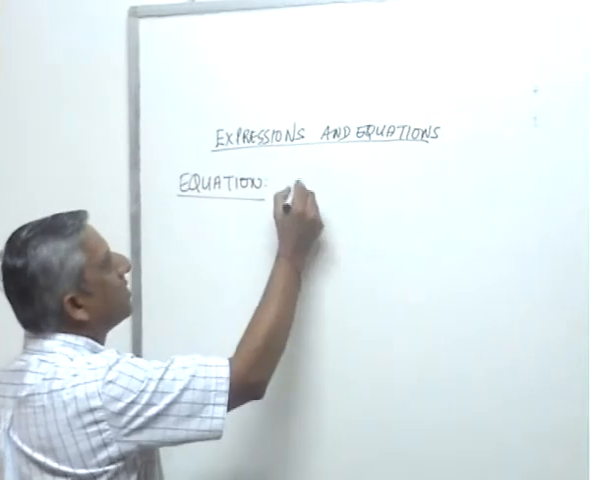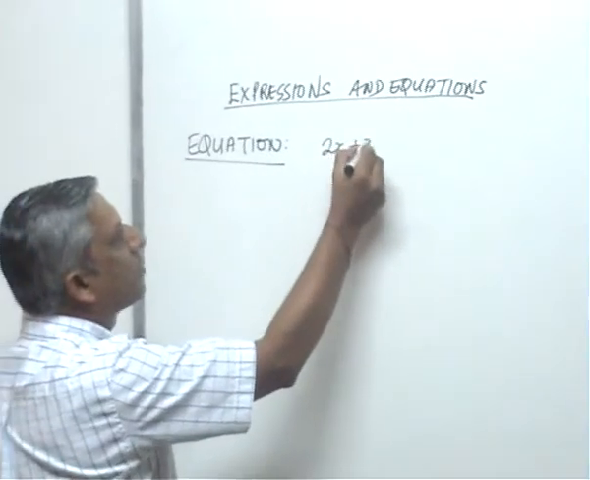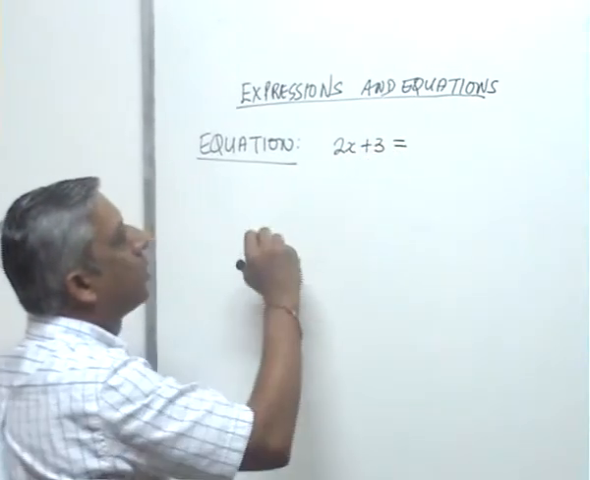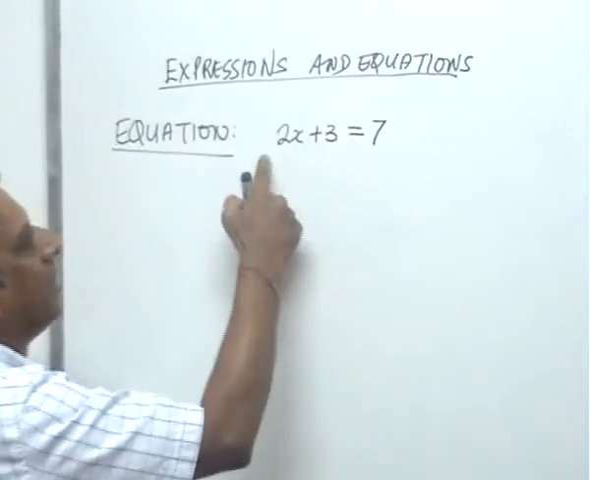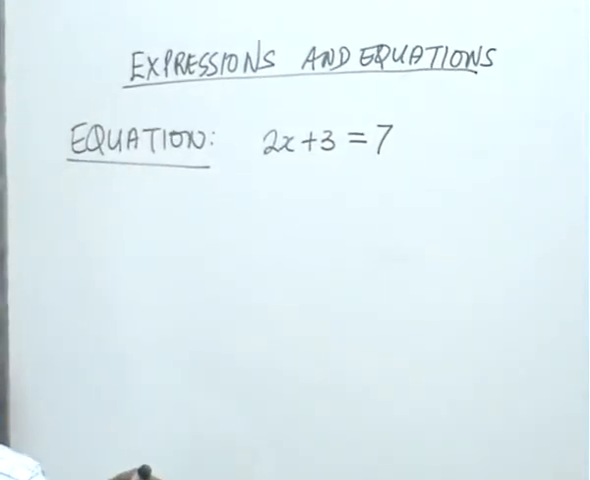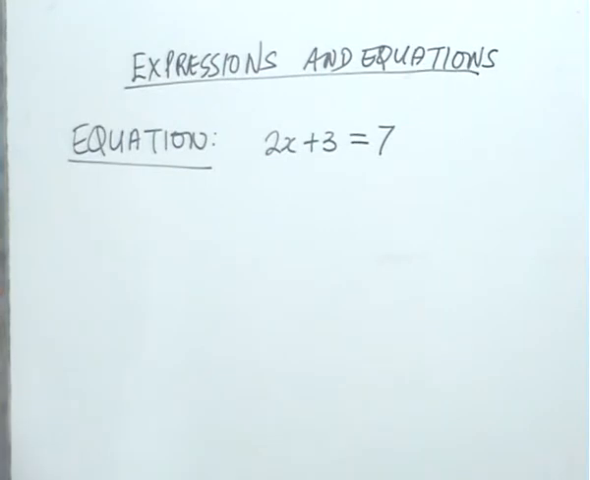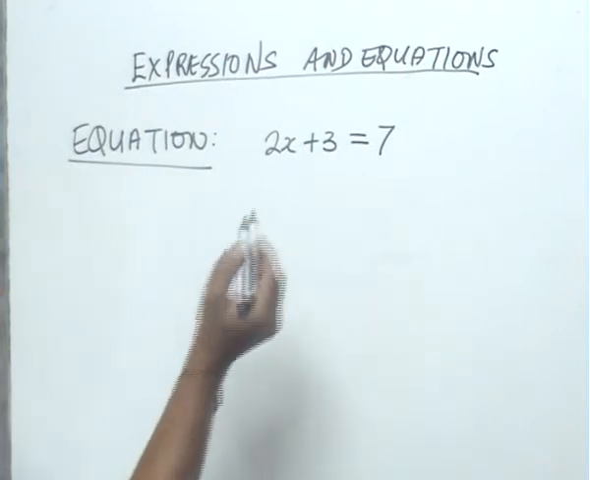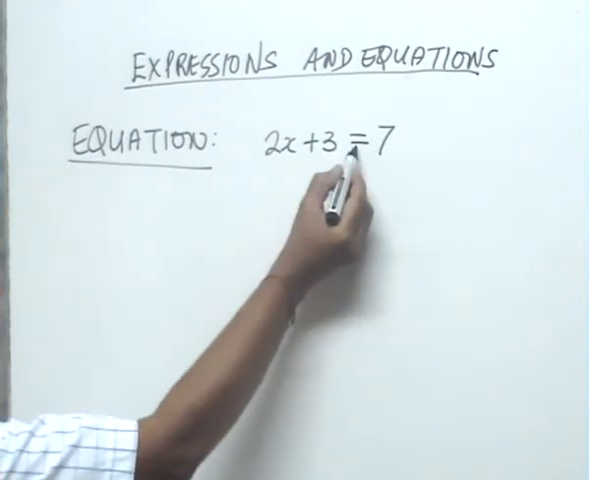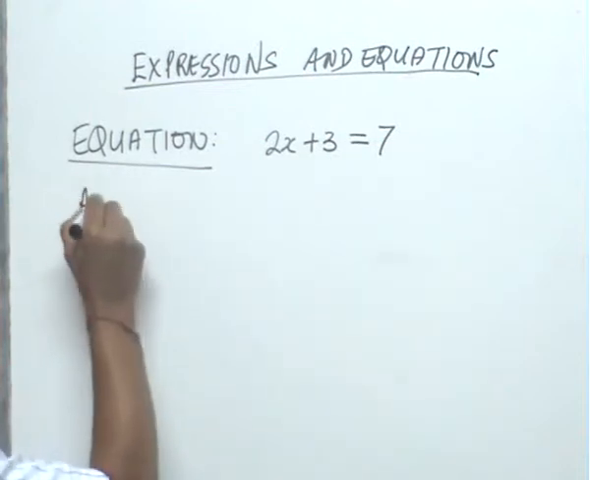You have been dealing with equations, so you know that an equation is 2x plus 3 is equal to 7. Now that's an example of an equation. So an equation always contains an equal to sign.